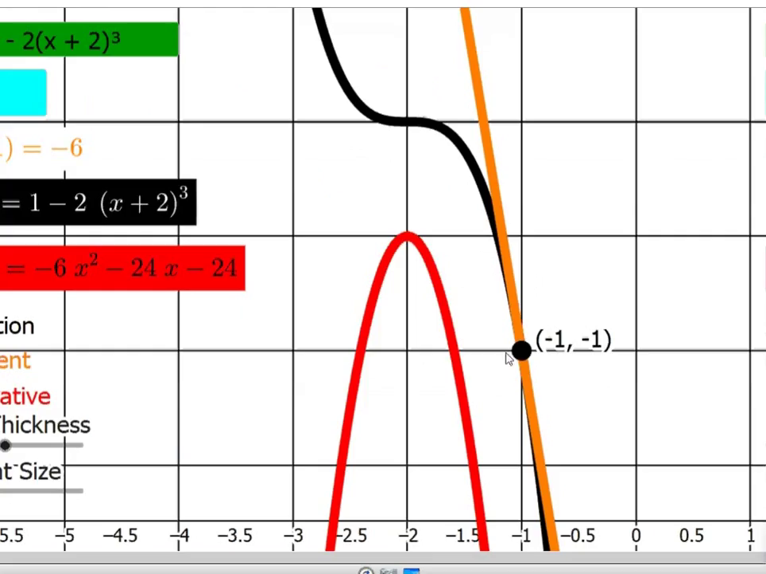So once you plug that x value in, in this case -1, into your derivative graph, this red equation right here, the y value of this red graph would be -6, and it will give you the slope of the tangent line on the original graph, this original f of x equals 1 minus 2 times x plus 2 cubed. You plug into the red function, it gives you the slope of the tangent line on that graph, in this case -6. So that's what we're going to learn next. If you have any other questions about the chain rule, let me know.